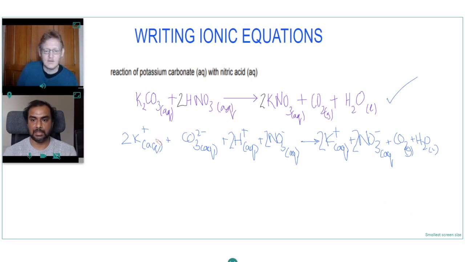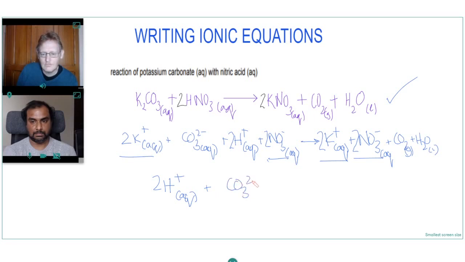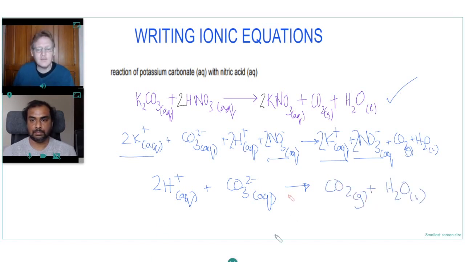Nice. That's not something we hear at GCSE. So if we remove that, remove that, remove that, and remove that, this is our overall ionic equation. Essentially, you can see there an acid and a carbonate gives carbon dioxide and water.